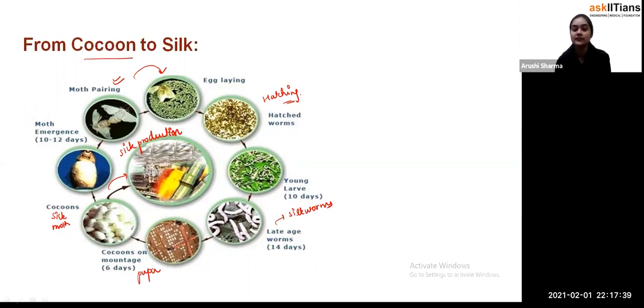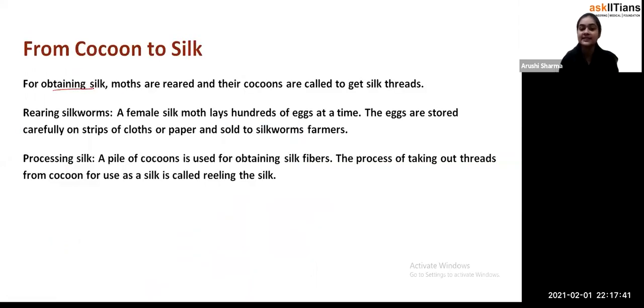Okay. So now you can see here that for obtaining silk, moths are reared and their cocoons are collected to get silk threads. Rearing silkworm. A female silkworm can lay hundreds of eggs at a time. The eggs are stored carefully on strips of cloth or paper and sold to the silkworm farmer. Okay, then the eggs are sold to the silkworm farmer and they start processing it. And the process is called sericulture.